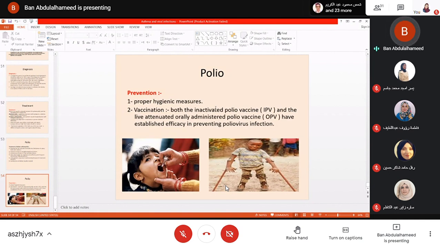As you know, we have two types of vaccine for polio. The one we use is the oral polio vaccine, which is a live attenuated vaccine given orally to the patient. And we have the other type of vaccine, IPV, which is the inactivated polio vaccine. Both vaccines, IPV and oral polio vaccine, have established efficacy in prevention of poliomyelitis.